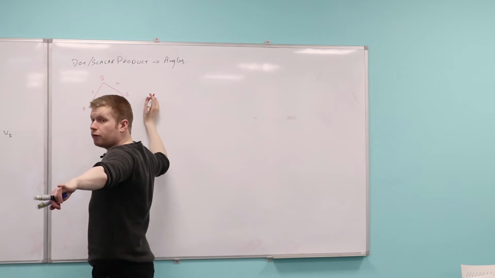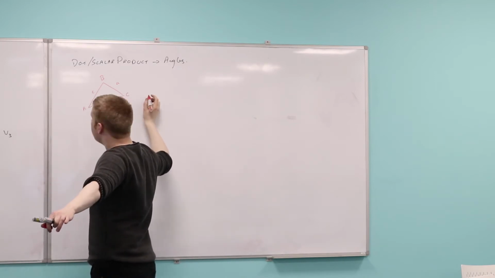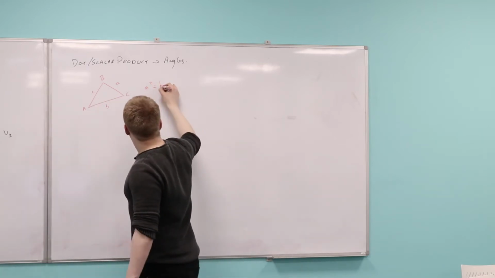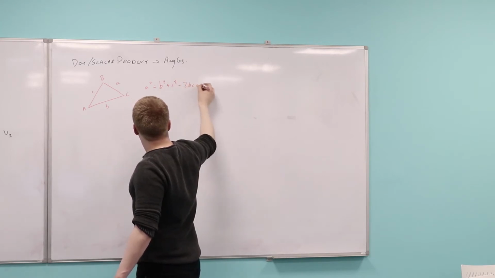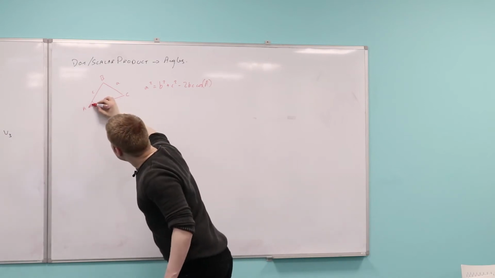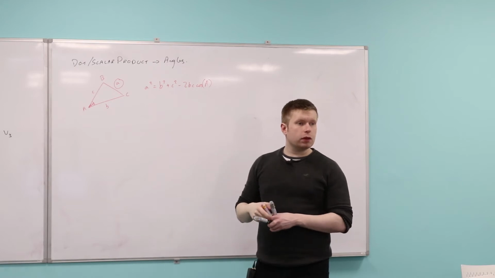Good, exactly. So that's one version of the formula. Can you give me the other version of the formula? So a squared equals b squared plus c squared minus 2bc cosine A. Perfect. Where A is the angle which you want to find, and a is the side which you want to find. You happy with that?